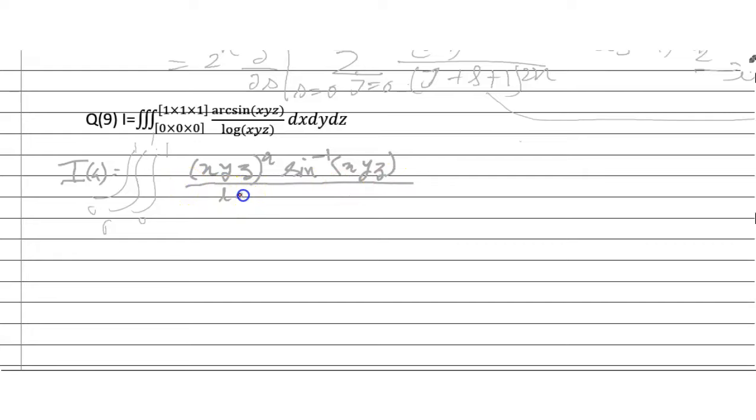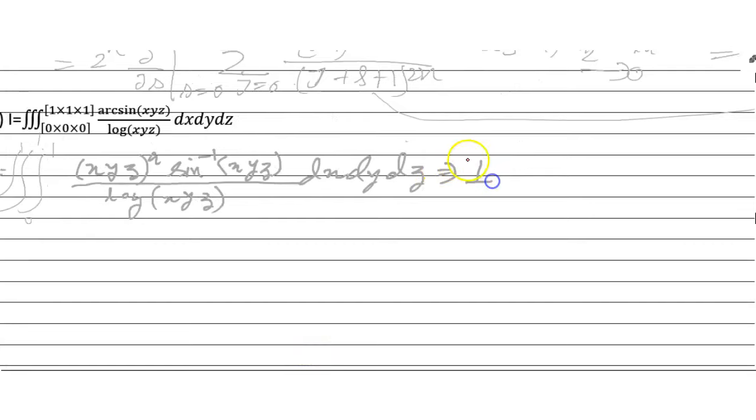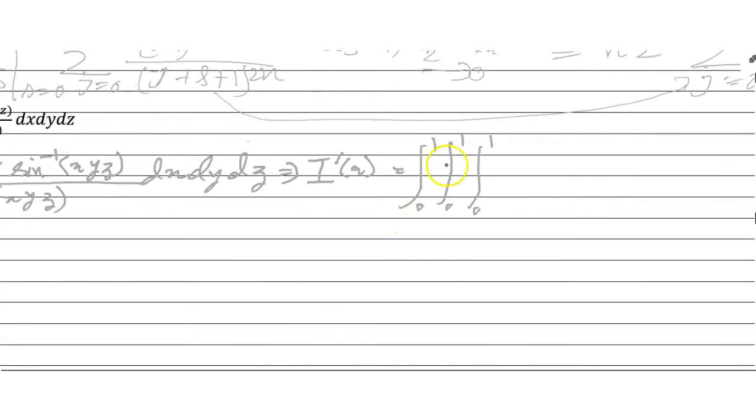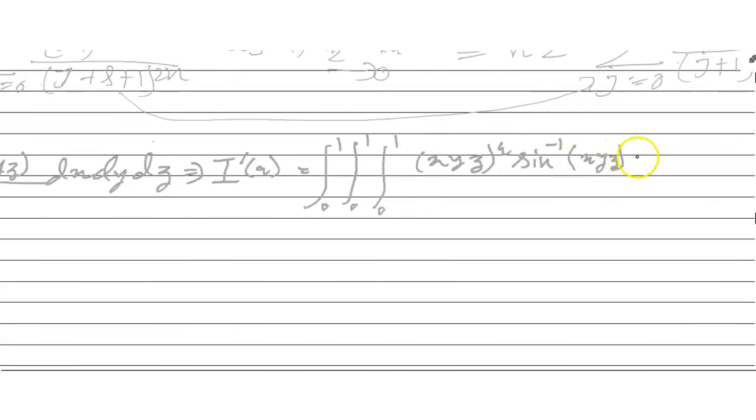So log xyz dx dy into dz. So it can be written I dash a is equal to the integral 0 to 1, 0 to 1, 0 to 1, xyz whole to the power a, sine inverse xyz dx dy dz.